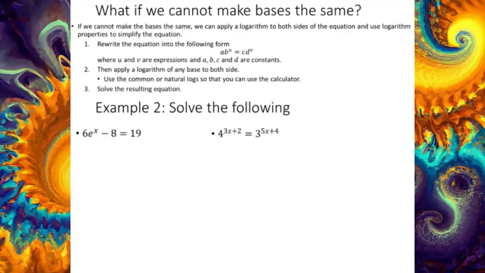What do we do if we can't rewrite both sides of our equation so that way our bases are the same? If we take a look at example 2 and try to solve 6e to the x minus 8 equals 16, this is very similar to the last problem, where the first thing we would want to do is isolate that e to the x. And we have e to the x equals 9 halves. But how do we rewrite 9 halves as a power of e to try to use the one-to-one property?